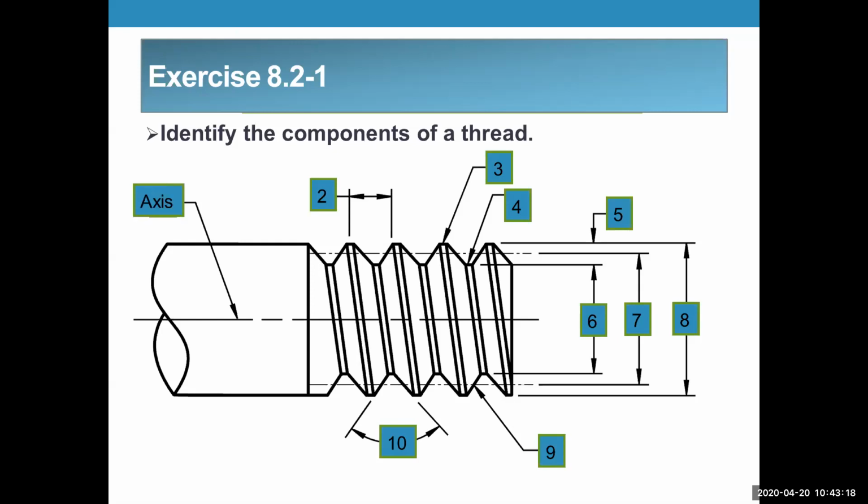Number one is the axis or center line. Two is the pitch. The pitch is the distance between the threads. It's interesting the way they show this, because this extension line shows in the middle of this particular thread, and this one shows to the end of the flat, and I don't think that's correct. I think the pitch should be from the center of this thread to the center of this thread. I would agree with that.